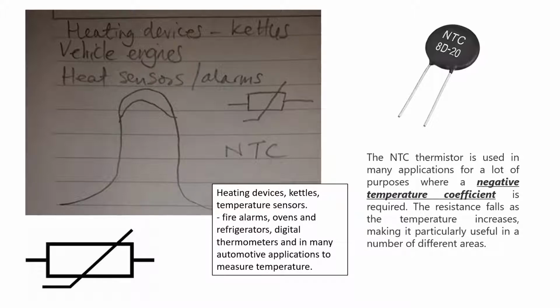So what are they used for? Well, they're used for temperature sensors, kettles, heating devices, fire alarms, ovens, refrigerators, thermometers, digital thermometers, and also in cars, automotive applications to measure temperature. The NTC stands for negative temperature coefficient. That is when, as you increase temperature, the resistance falls, making it particularly useful in a number of different areas. So you've got a diagram of a negative temperature coefficient thermistor at the top right.